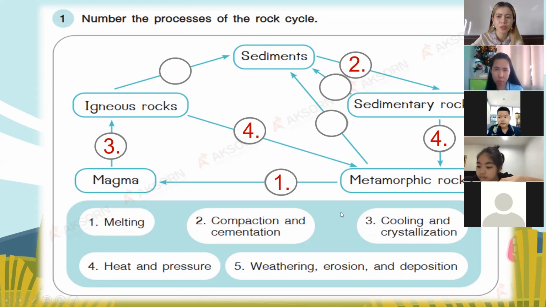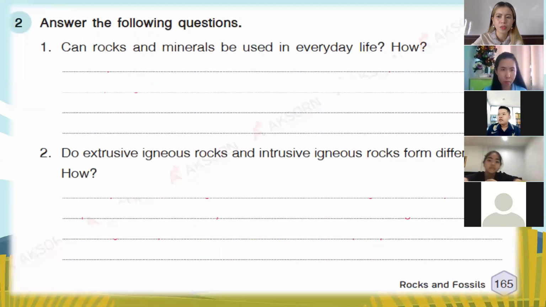And of course, number 5, we have the 3 left circles. You write number 5. They are being broken down into pieces and eroded and deposited, and they will become sediments. Okay. Finished? Yes, good. Finished? Yes. Okay. Now let's move on to part 2.